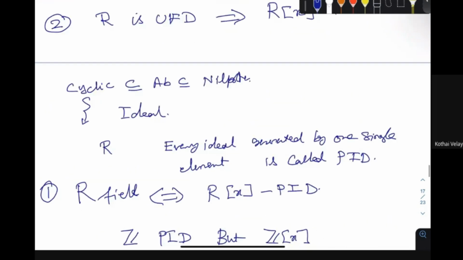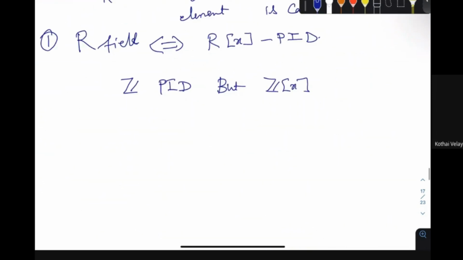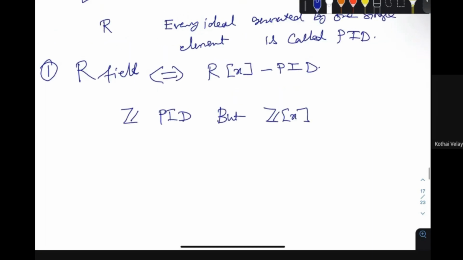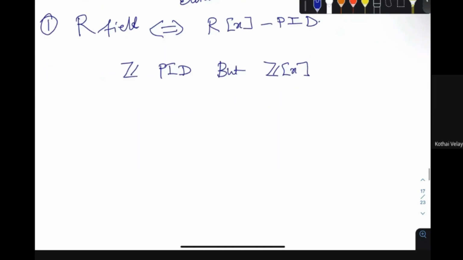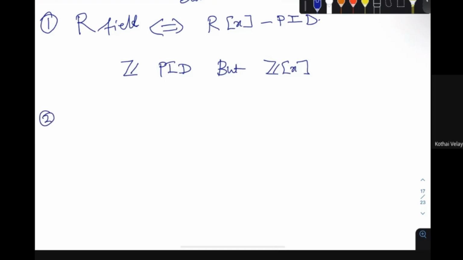Anyway, let's go back to this. At least we have an example of a PID whose polynomial ring is not a PID. So let me continue. This theorem is going to be helpful in many places, but the next theorem is something called Gauss lemma. R is a unique factorization domain. Please, if you don't know the definition, look at the internet and get the definition. This theorem says that R is a UFD if and only if R[x] is a UFD.